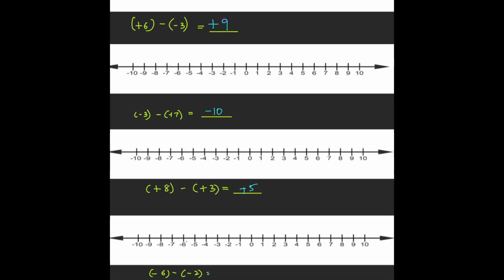Last one. Negative 6, negative 2. Mark both of them. Negative 6 is here, negative 2 is here. Now the second integer is negative 2. From negative 2 we have to jump to negative 6. 1, 2, 3, 4, and we are moving to the left. So negative 4 will be the answer.